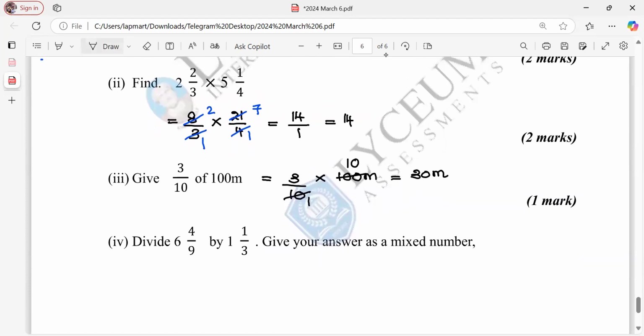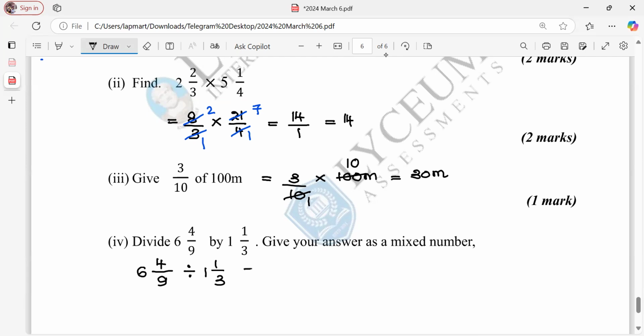Then we write 6, 4 over 9. You want to divide 6, 4 over 9. First, we'll write what they're asking us to do. We write it with the symbols. Divide 6, 4 over 9 by what? By 1, 1 over 3. So this is what they have asked us to do. First, you want to make it into symbols because they have given it in words. So you want to convert this into numbers or the symbols.